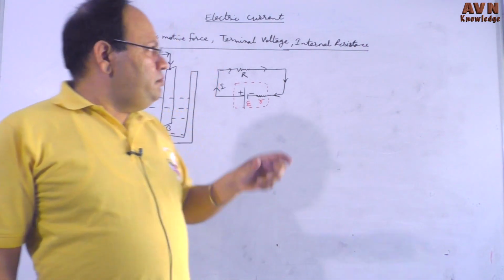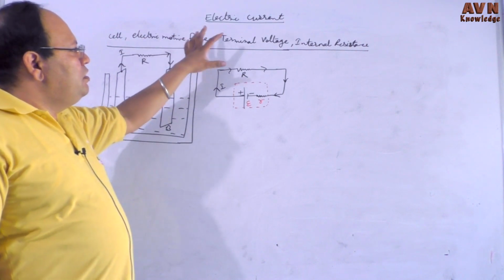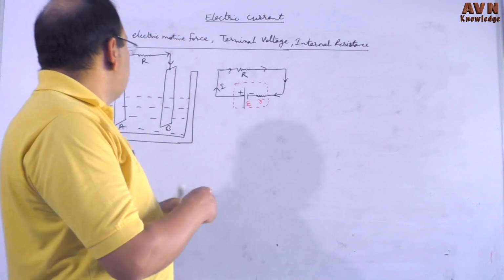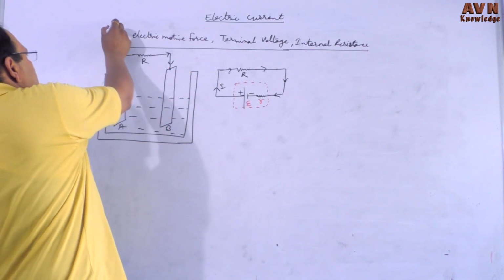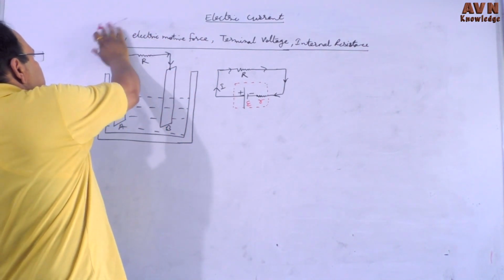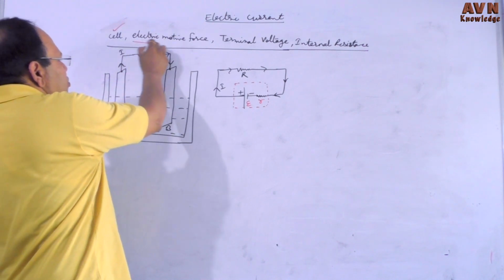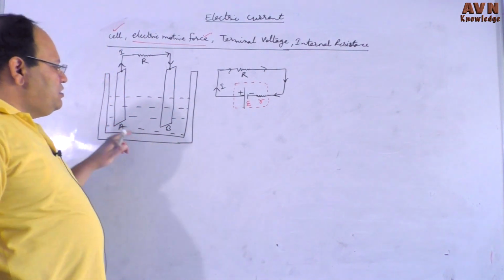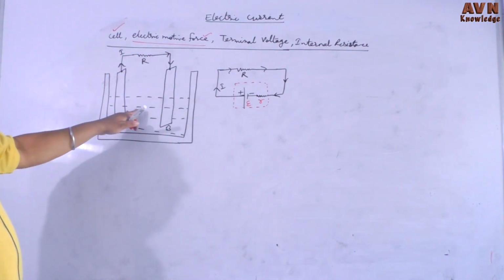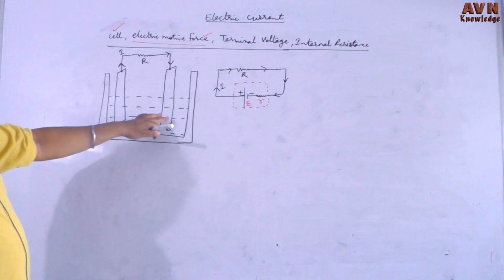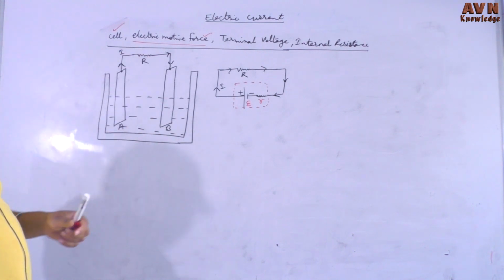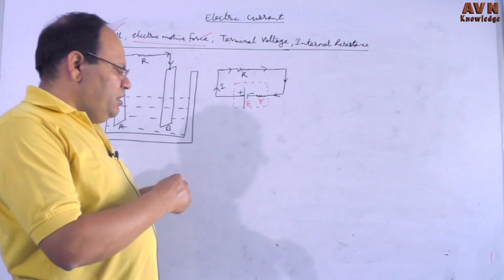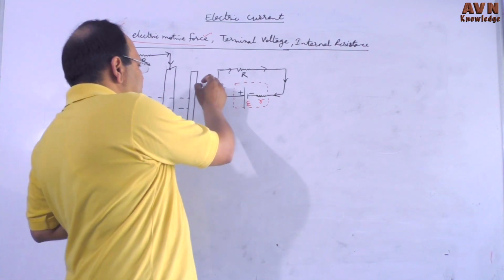Today we will study electric current, and the topic is the cell, electric motive force, terminal voltage and internal resistance. Generally we use the cell, electric motive force and terminal voltage. This is a battery, this is the electrolyte, and the anode and cathode are connected by an external resistance R, and this is the equivalent diagram of this cell.